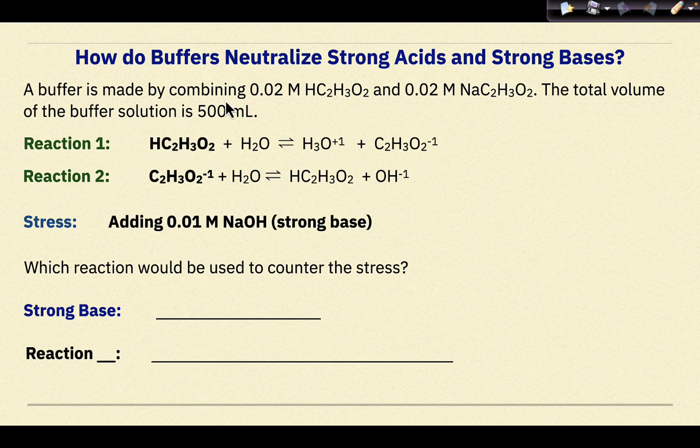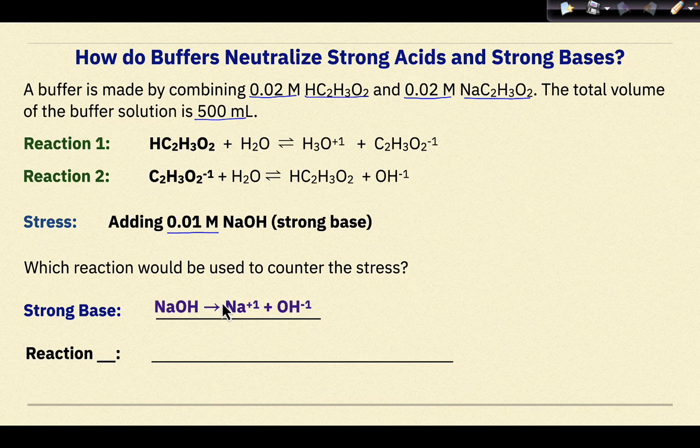A buffer is made by combining 0.02 molar HC2H3O2 and 0.02 molar NaC2H3O2. The total volume of the buffer solution is 500 milliliters. So again, we have our reaction 1 and our reaction 2. Those were the same as we saw in the previous example, but the stress in this situation is adding 0.01 molar of NaOH, which we know is a strong base. Which reaction would be used to counter the stress?